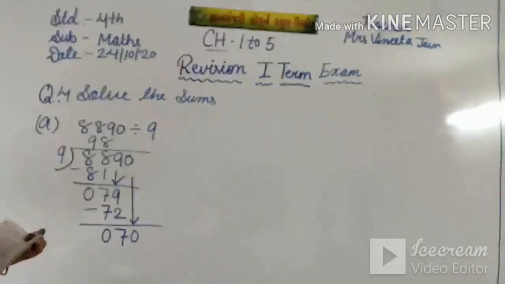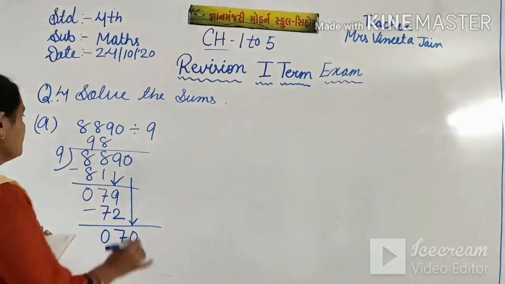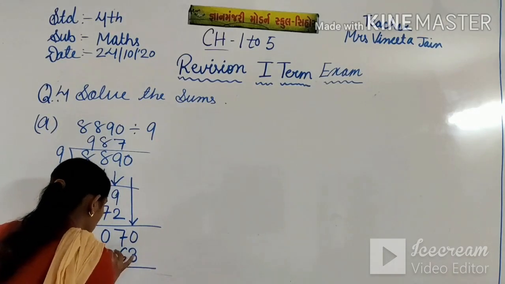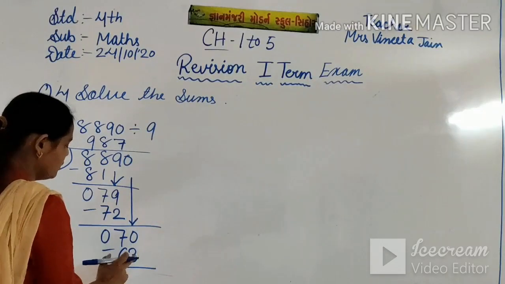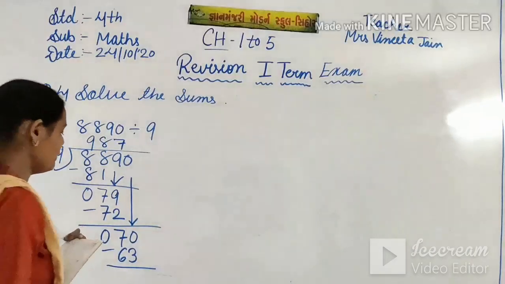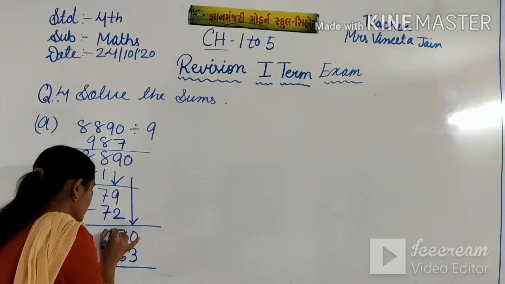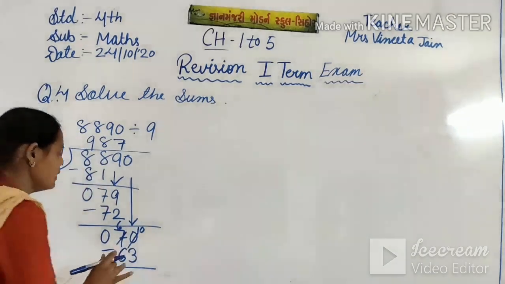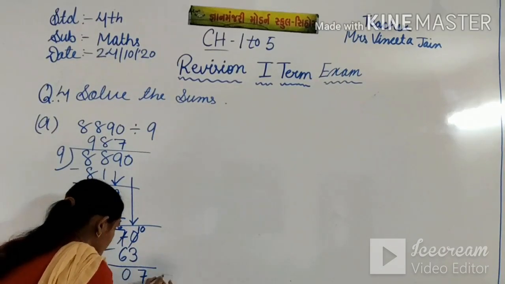9 7 63 and 9 8 72. 72 is greater than 70, so 9 7 63. Then now we do subtraction. Okay, student, here is 0, here is 3, so we cannot subtract. So we will borrow from 7. 7 will become 6 and 0 will become 10. 10 minus 3, 7, and 6 minus 6, 0.